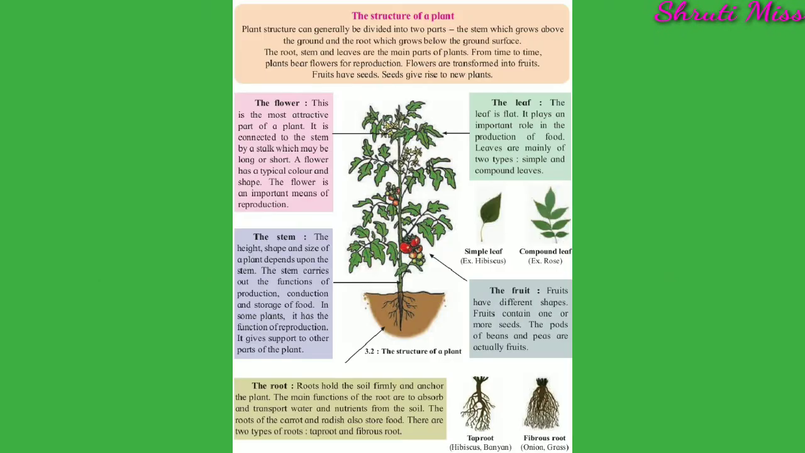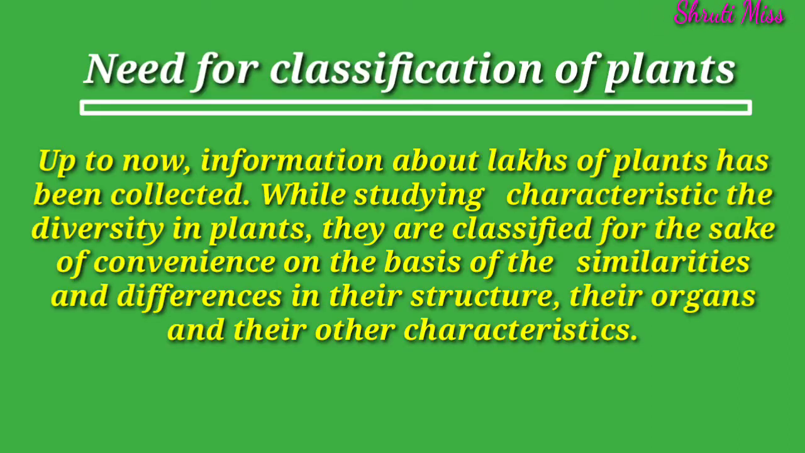So this is the structure of a plant. It consists of the flower, the stem, the root, leaves and fruit. Is that clear? Now, the need for classification of plants. Up to now, information about plants has been collected. While studying the diversity in plants, they are classified for the sake of convenience on the basis of the similarities and differences in their structure, their organs and their other characteristics.